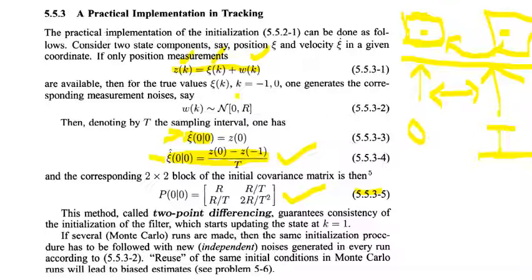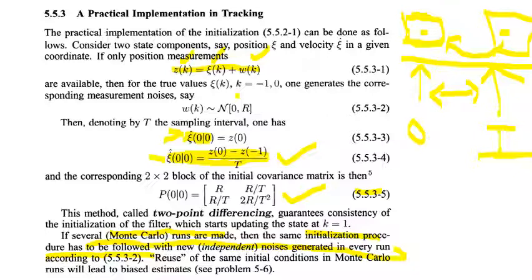Now there is another thing. We talked about the Monte Carlo runs in the previous lecture, and I hope you have executed that code point by point, so I hope you understand that in detail now. If there are a number of Monte Carlo runs that we make, I've emphasized the importance of Monte Carlo runs, so you will definitely need a number of them. Then the initialization process has to be followed with new independent noise generated in every run, like we did in the previous simulation. It's nothing new, it's the same old thing.